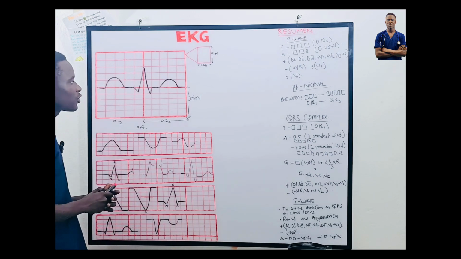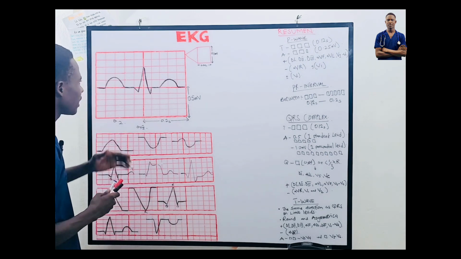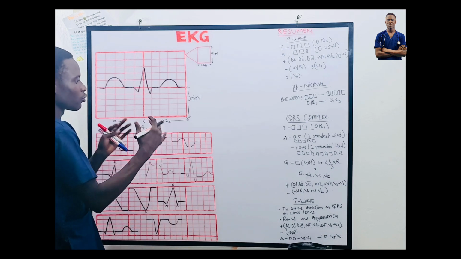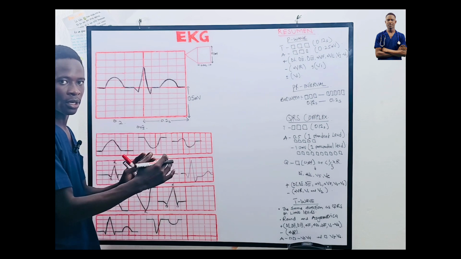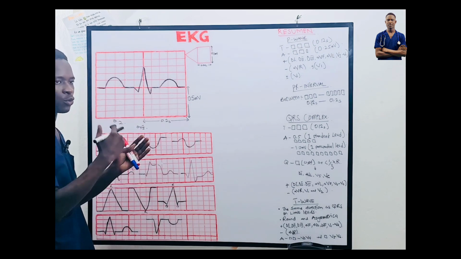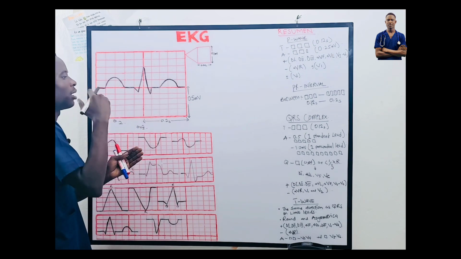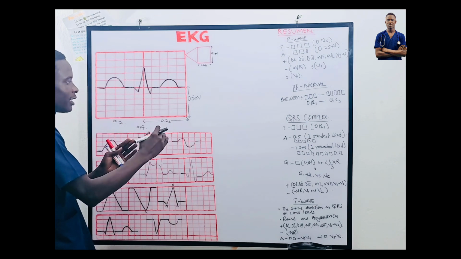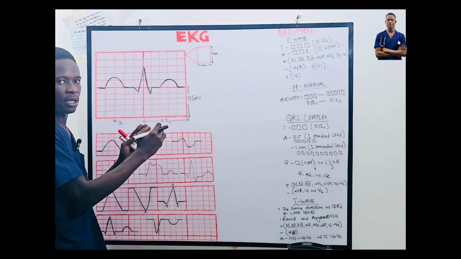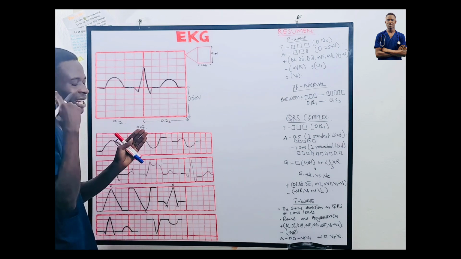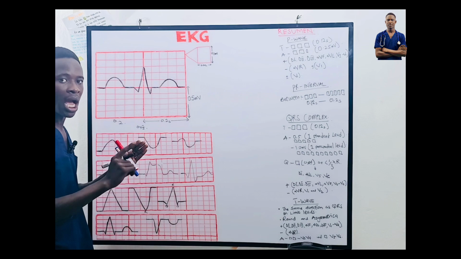Now let's go into the waves and their normal range: the time taken for each wave and the amplitude for each wave. So that when you get an EKG graph and the waves are not within the normal range, it is more than that, it gives you an idea of a pathology. Are you clear with it?